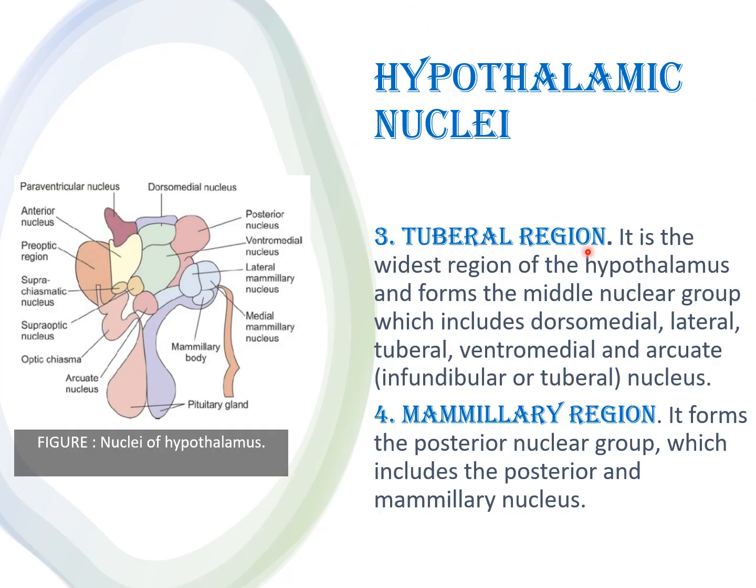Now tuberal region. It is the widest region of the hypothalamus and forms the middle nuclear group which includes dorsomedial, lateral tuberal, ventromedial and arcuate nucleus. Then the mammillary region forms the posterior nuclear group, which includes the posterior and mammillary nucleus. So this one is a figure of hypothalamic nuclei.